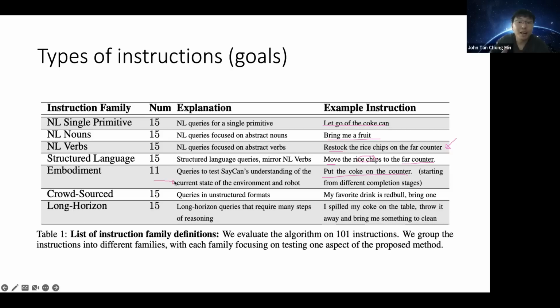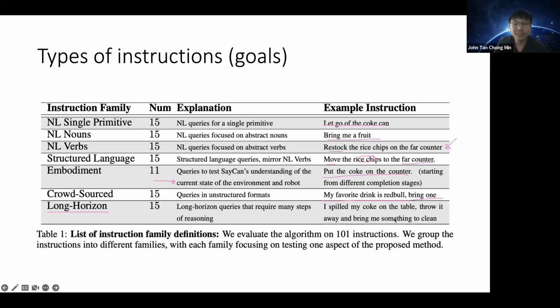Like for example, if the arm is all the way at the top, maybe the first action should be put the arm down first. Yeah, that kind of stuff. So this is called embodiment because it is related to the robot's position. Crowdsource is basically miscellaneous. Yeah, so it's like there's a random query from some user outside.